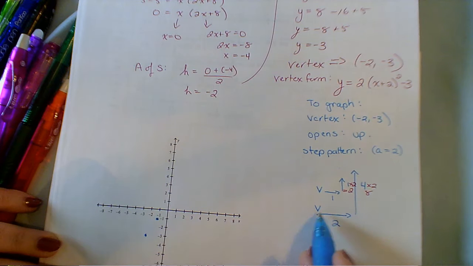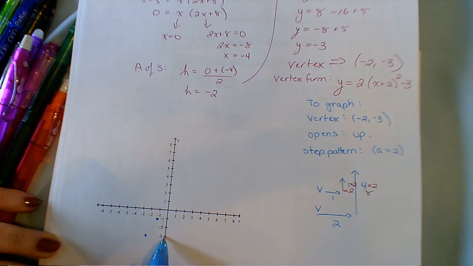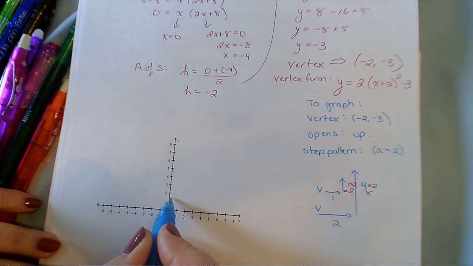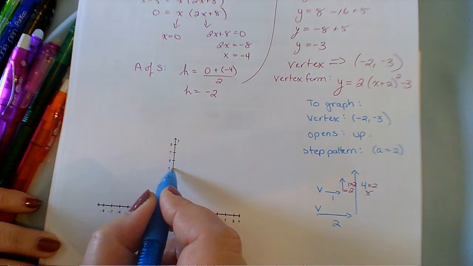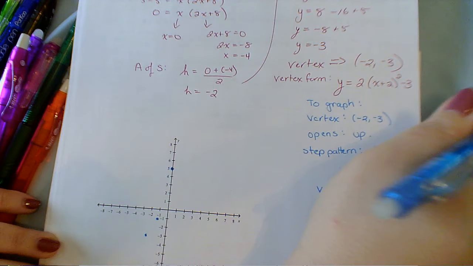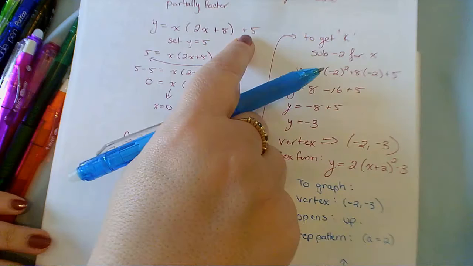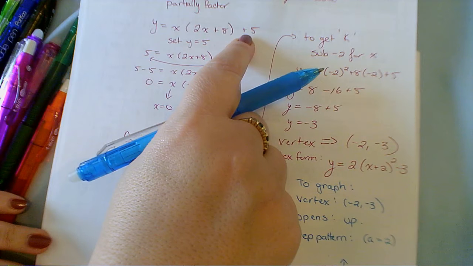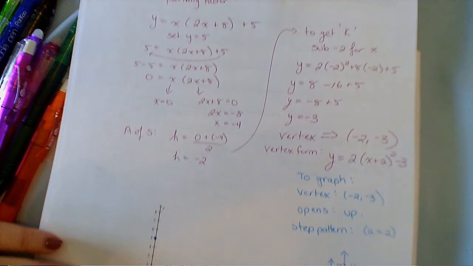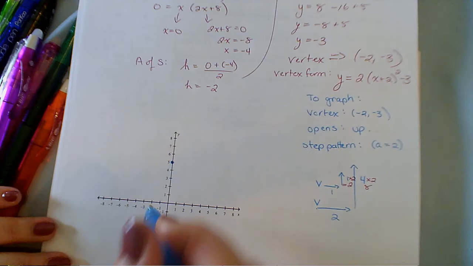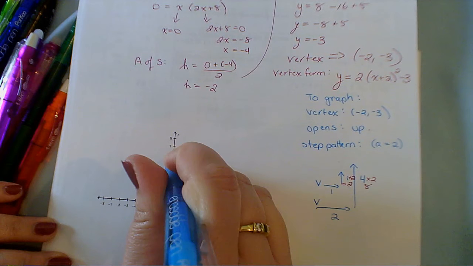2 numbers over from the vertex, 1, 2. So now you're sitting on the y-axis. Go 8 numbers up: 1, 2, 3, 4, 5, 6, 7, 8. You should be at 0, 5. Surprise, surprise, 5 was the y-intercept. So you should be at a height of 5 on this graph. So right away, here's one arm.